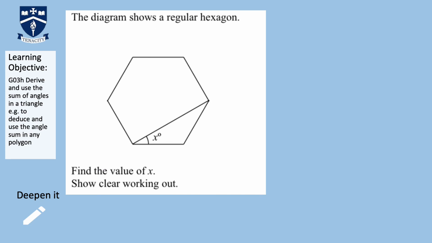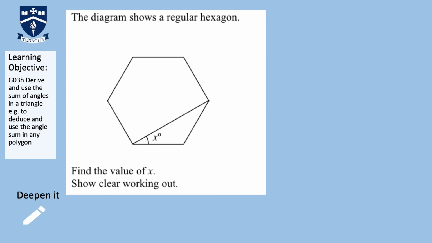Okay, GCSE style question. The diagram shows a regular hexagon. Find the value of x, show clear workings. So use the information you have on the screen, think about all the other angle facts that you know, have a go. Once you have done that, come back to the video and we will go through it.